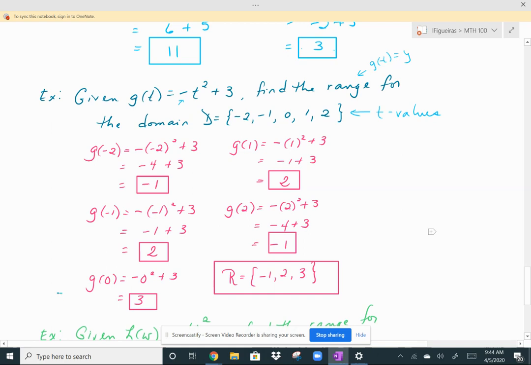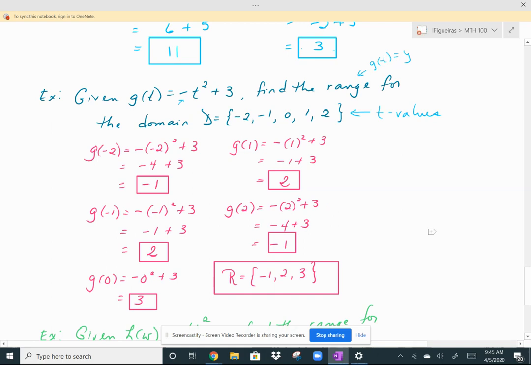Then we move on to plugging in the fourth number, which is 1, right here. So again, the negative is on the outside. You square the 1, you get negative 1 plus 3. The answer is 2. And you do the same thing below by plugging in 2. You get negative 4 plus 3. The answer is negative 1.